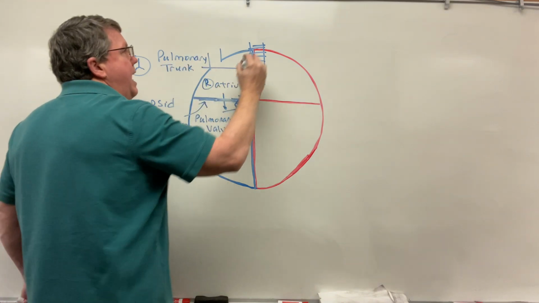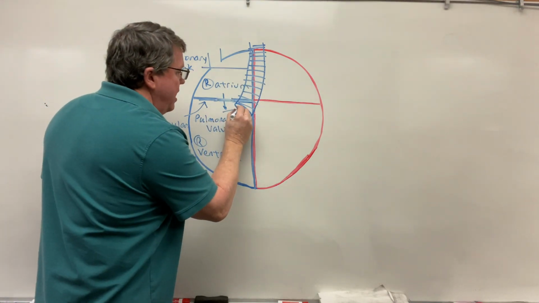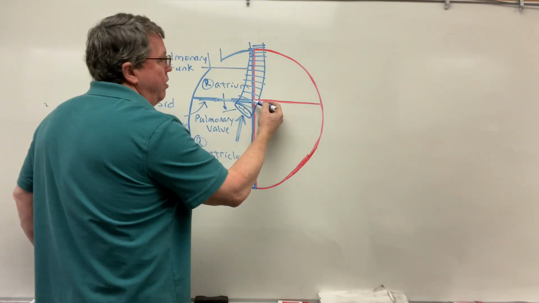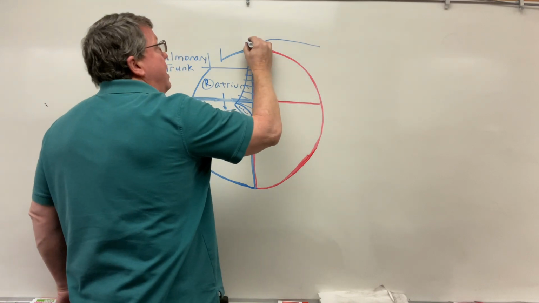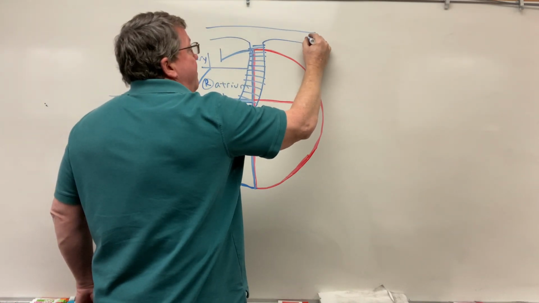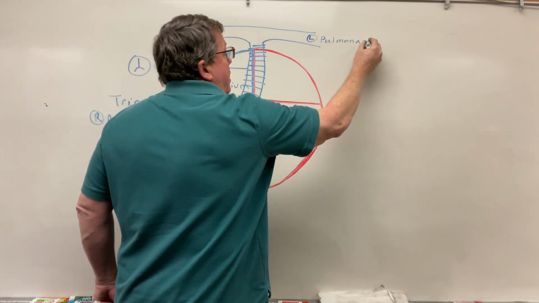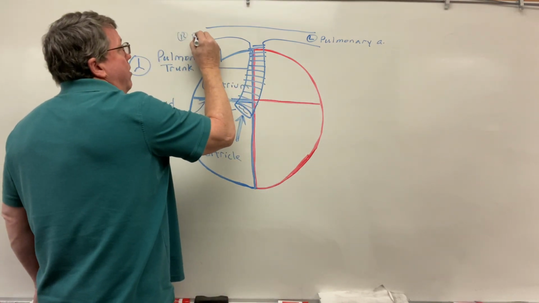By the way, the pulmonary trunk is on the outside. The valve here is on the inside of the heart, but once it enters into the pulmonary trunk, it leaves the heart. It's going to get to the pulmonary trunk, and then it's going to go up into the left pulmonary artery or the right pulmonary artery.